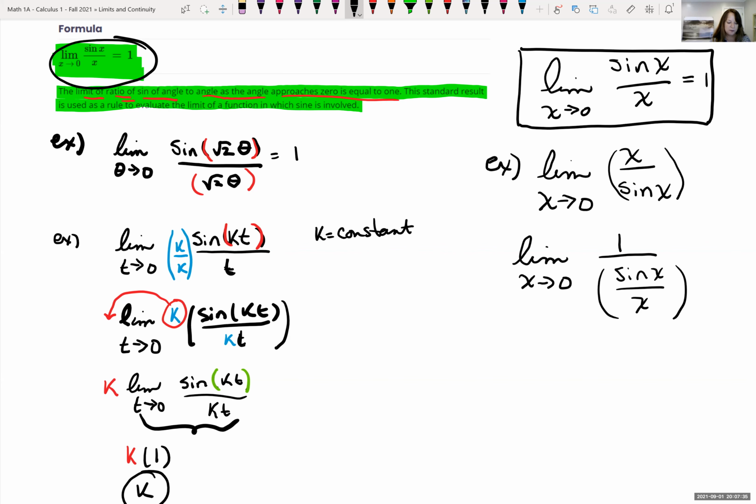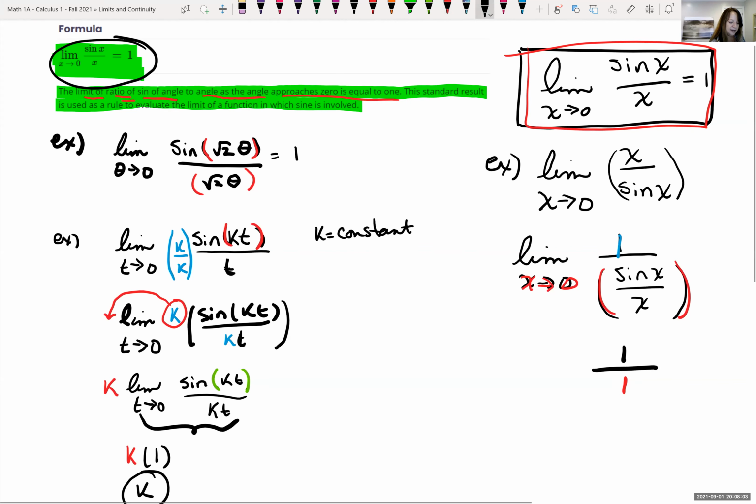Now we can use those properties of limits, where we look at the limit of the numerator. The limit as x goes to 0 of the numerator, 1, is just equal to 1 because it's a constant. All over the limit as x goes to 0 of my denominator. By this rule, sine x over x as x goes to 0 is 1. And so 1 over 1 gives us back 1.